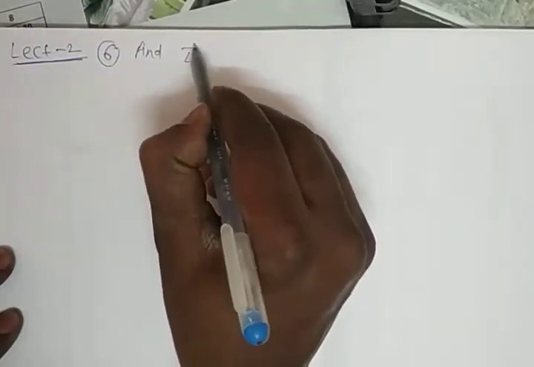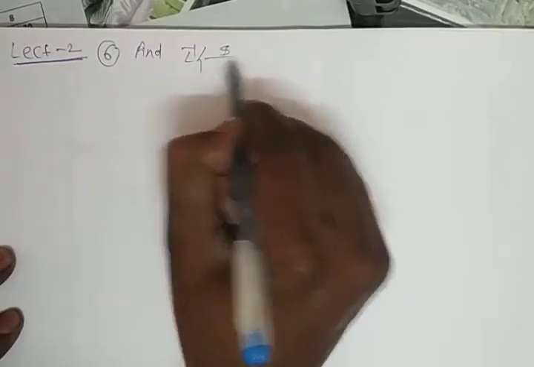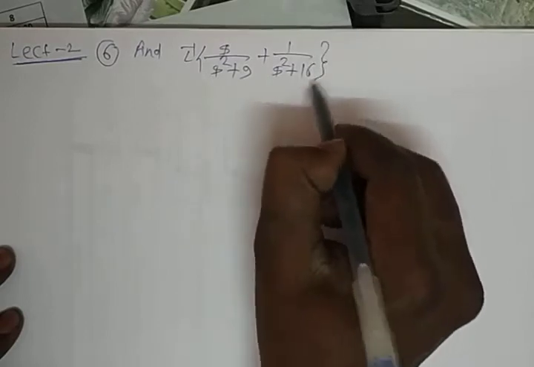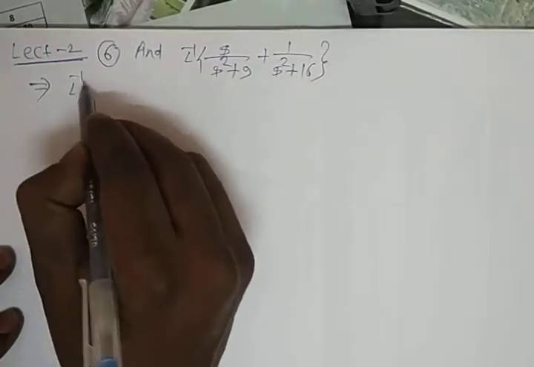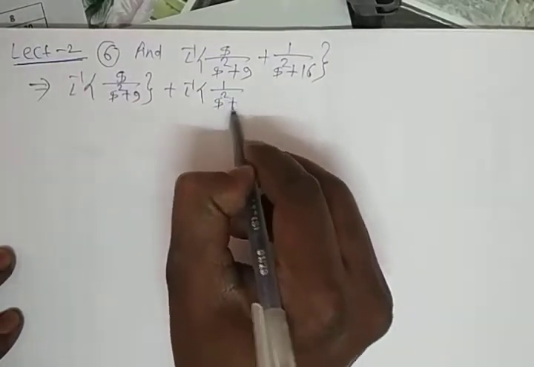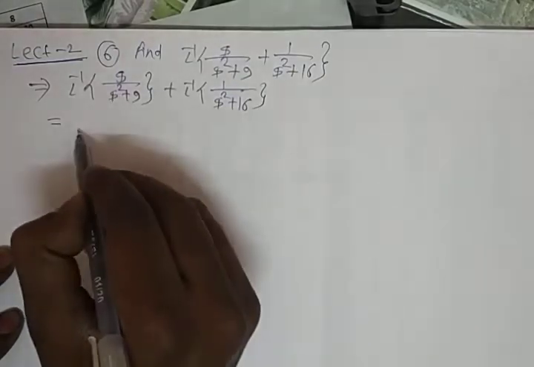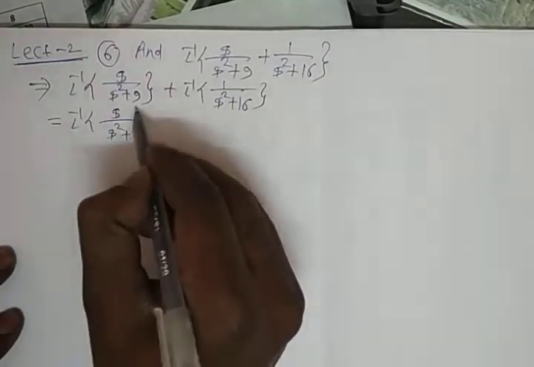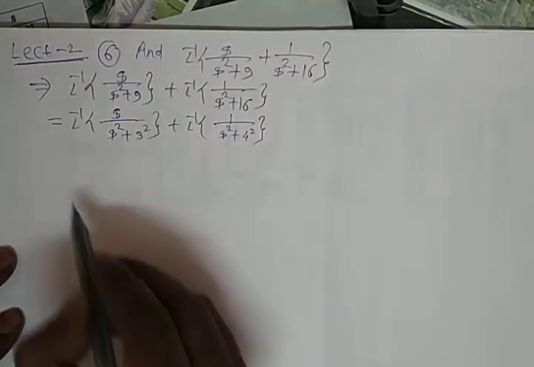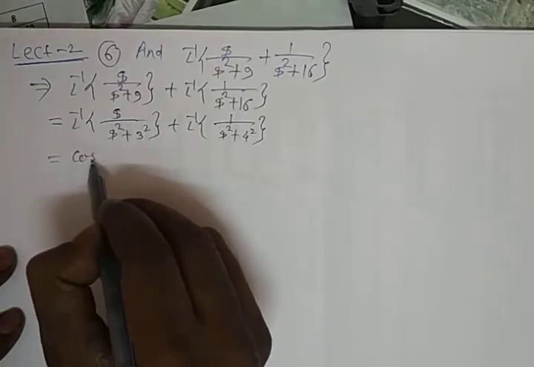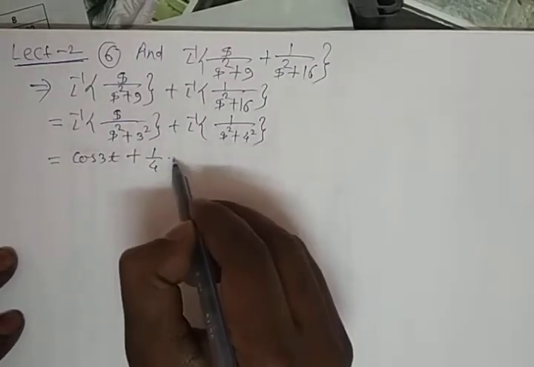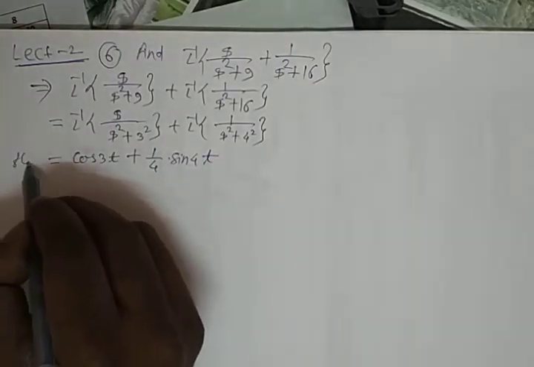Find Laplace inverse of s upon s square plus 9 plus 1 upon s square plus 16. Now how to simplify this example? We can separate it. Laplace inverse of s upon s square plus 9 plus Laplace inverse of 1 upon s square plus 16. Now what is this formula? Laplace inverse of s upon s square plus 3 square plus Laplace inverse of 1 upon s square plus 4 square. That is equal to cos of 3t plus, here we have to take 1 by 4 into sine of 4t. So this is the value of f of t.